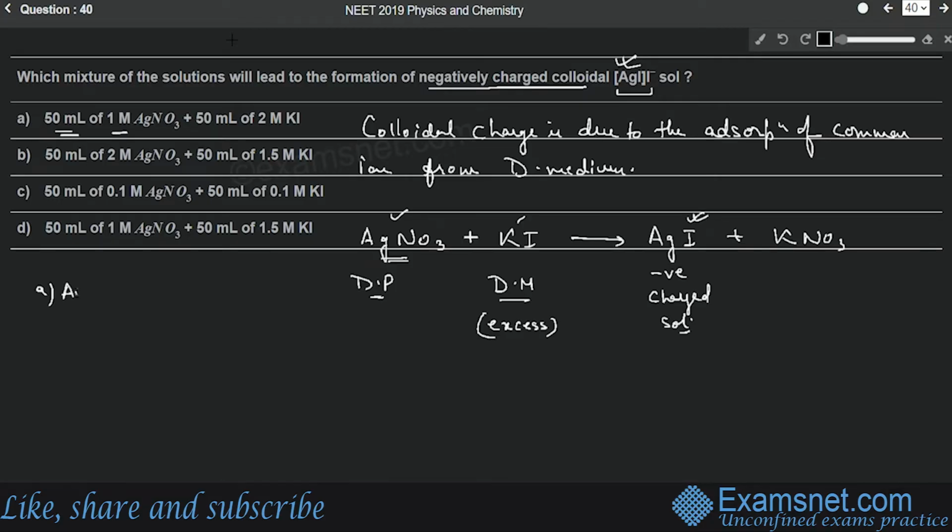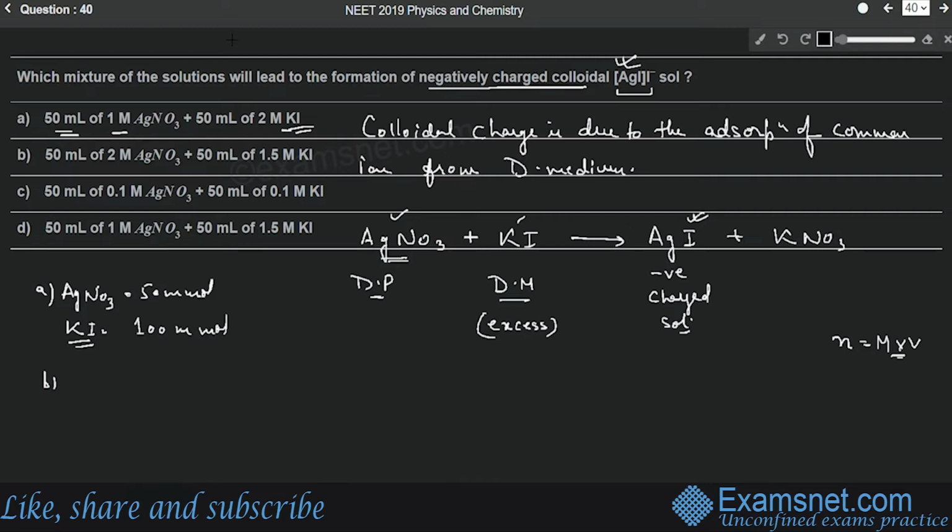So what is the millimoles of silver nitrate here? We know that number of moles is equal to molar concentration into volume. So 50 into 1 will be 50 millimole. And what is the number of millimoles of potassium iodide? It is 50 into 2, so this is 100 millimole. So we can see that the amount of potassium iodide is more than the silver nitrate. So this can be the correct answer, but let's consider other options as well.